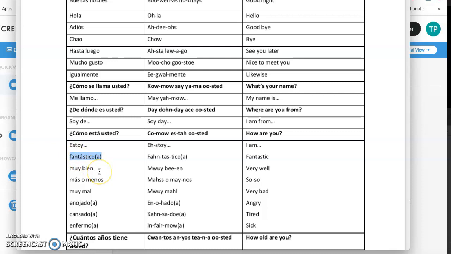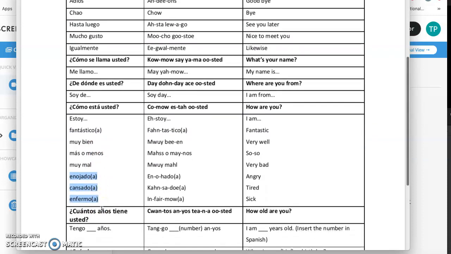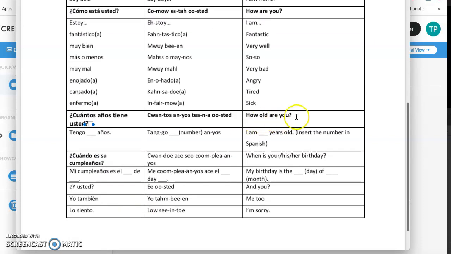But if you're a boy, you would say estoy fantástico. And that is the same for these three here at the end, for enojado, cansado, and enfermo. All right? Okay, our next question.